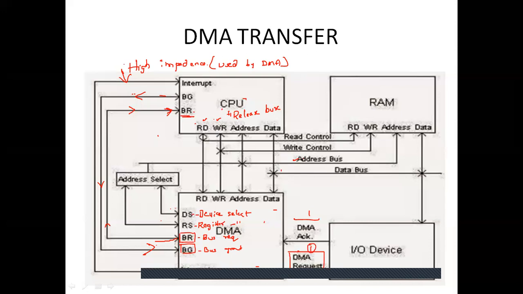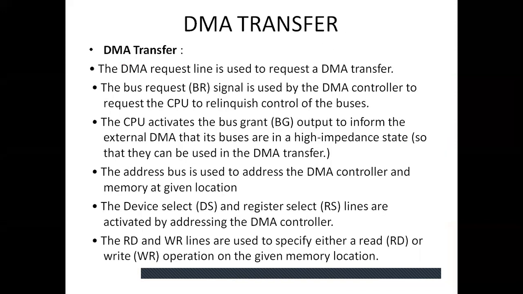Here the data select and register select are used for selecting the address when the control is under the DMA transfer. This is how the DMA transfer is going to be done when we are going to transfer a bulk amount of data. So here you can find the theory.